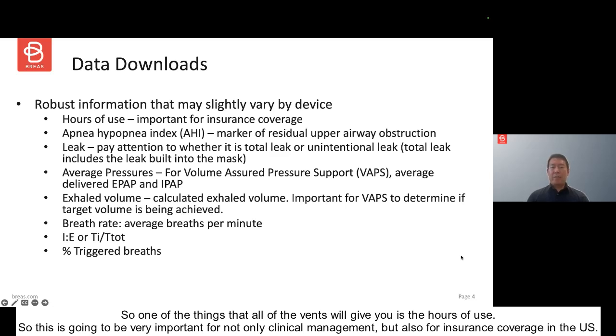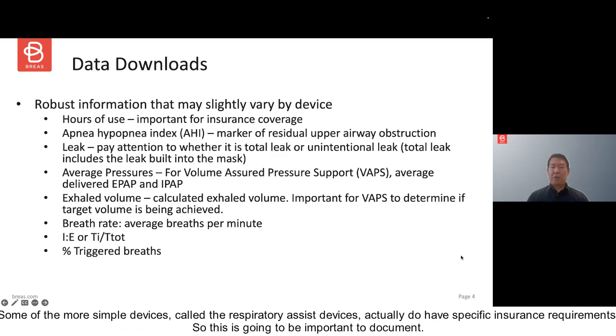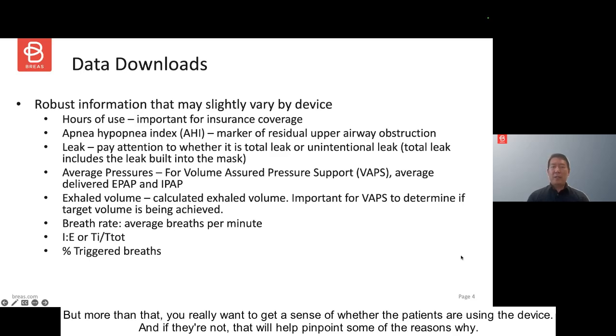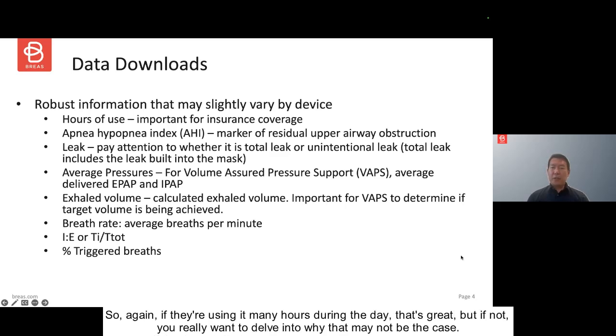In the United States, some of the more simple devices called the respiratory assist devices actually do have specific insurance requirements. So this is going to be important to document. But more than that, you really want to get a sense of whether the patients are using the device, and if they're not, that will help pinpoint some of the reasons why. So again, if they're using it many hours during the day, that's great, but if not, you really want to delve into why that may not be the case.